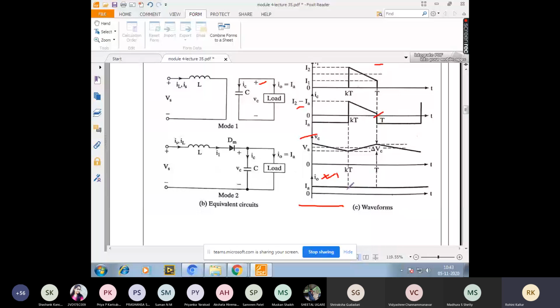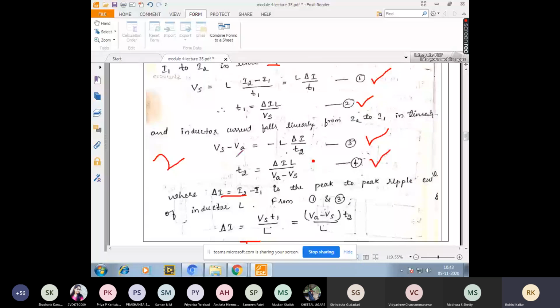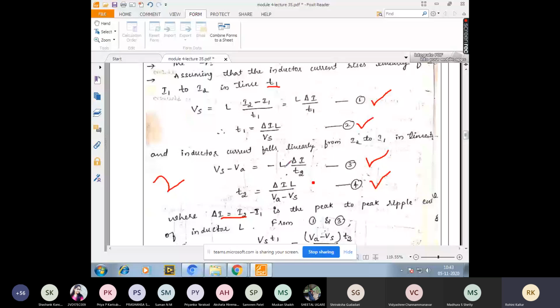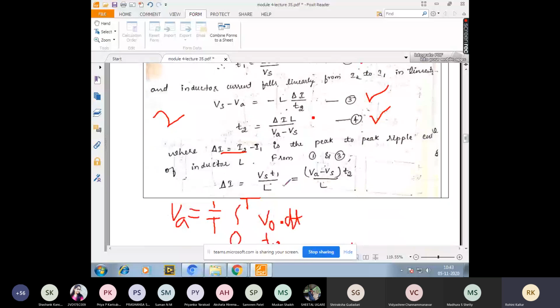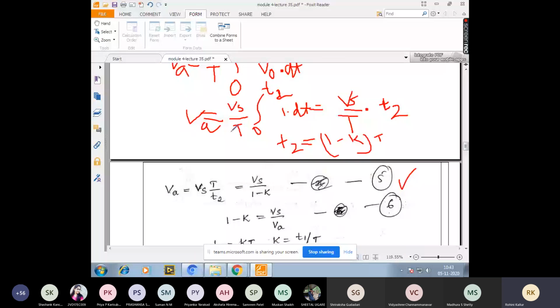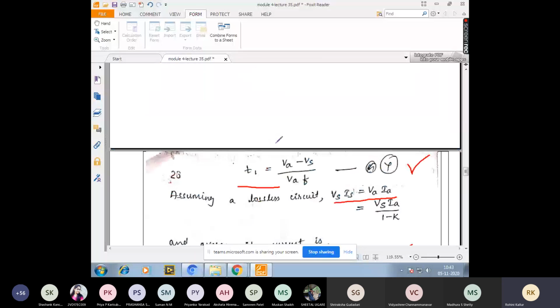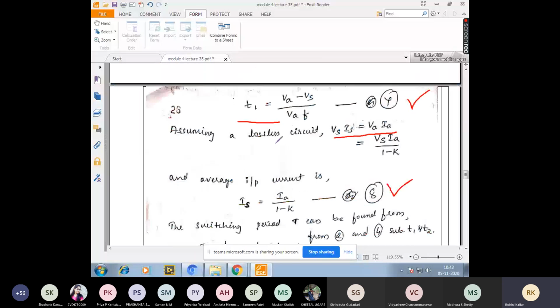Then we saw the derivation. We started with KVL for mode 1 and then KVL for mode 2, and named the equations 1, 2, 3 and 4. Then it was time for the delta I calculation, which we did, and the equation for Va. Using the equation for Va, we wrote the value for small t1. Then we made the assumption that the circuit is lossless, that means there is no power loss in the circuit.